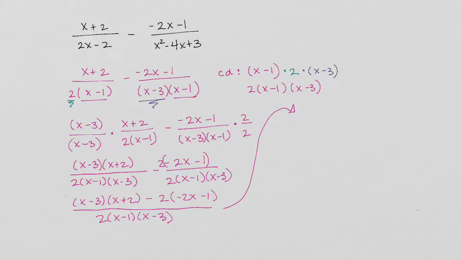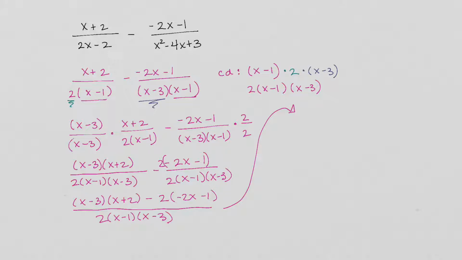That's the answer. All right, and so we need to simplify the numerator. So the denominator we can leave factored. So we're going to simplify the numerator. And in order to do that, we're going to have to multiply out the x minus 3 and the x plus 2, and we're going to have to distribute that negative 2. And then we'll combine like terms, which is great and oh so much fun.